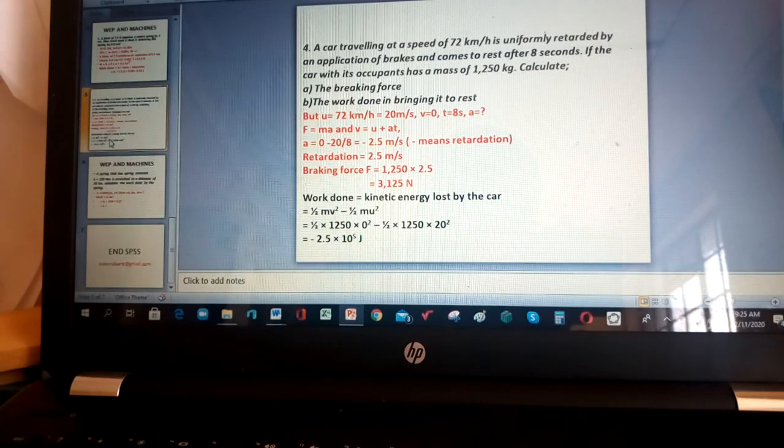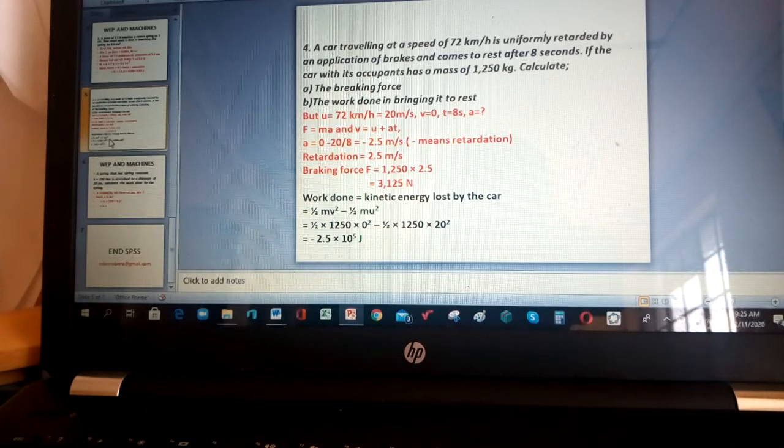Okay? So, retardation. If I write retardation, I don't put negative, because you will be doing physics that is not known in the world. Why? Retardation already tells me it is negative. The figure I'm talking about is negative. Therefore, I come to the major formula.